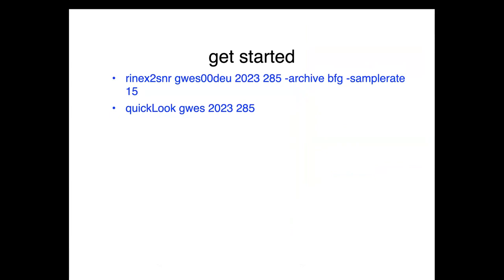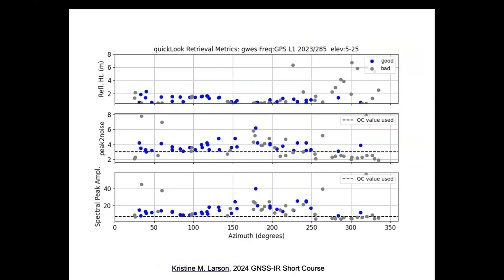Again, it's a Rinex 3 file, so it has a very long name. You tell it, I only want the 15 second data. I'm going to use the BFG archive. And then I'm going to run quick look. I'm going to use it with the defaults, and the defaults are 0 to 8 meters, and it doesn't look very good.